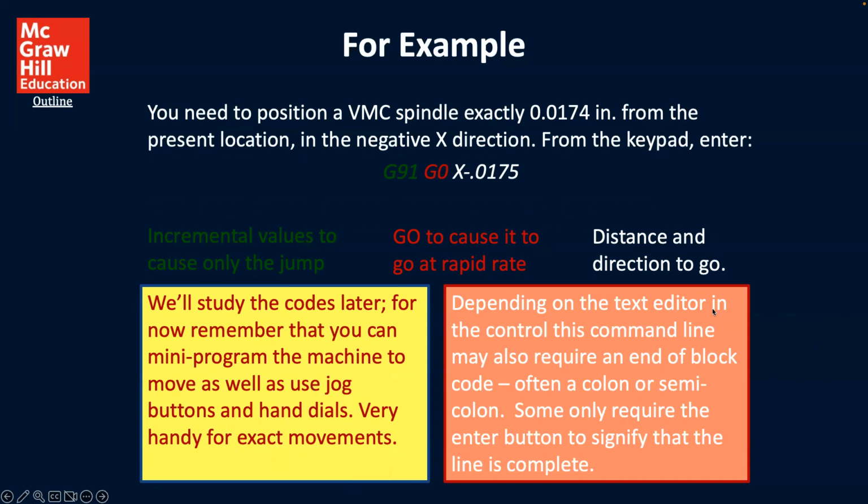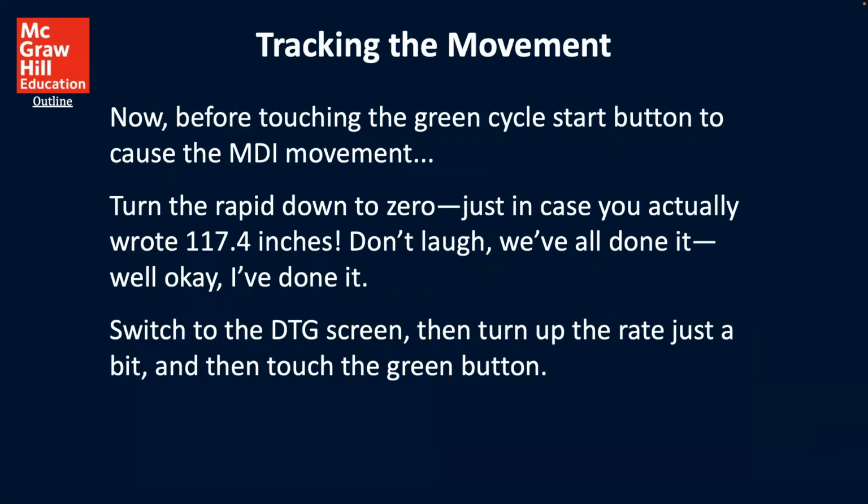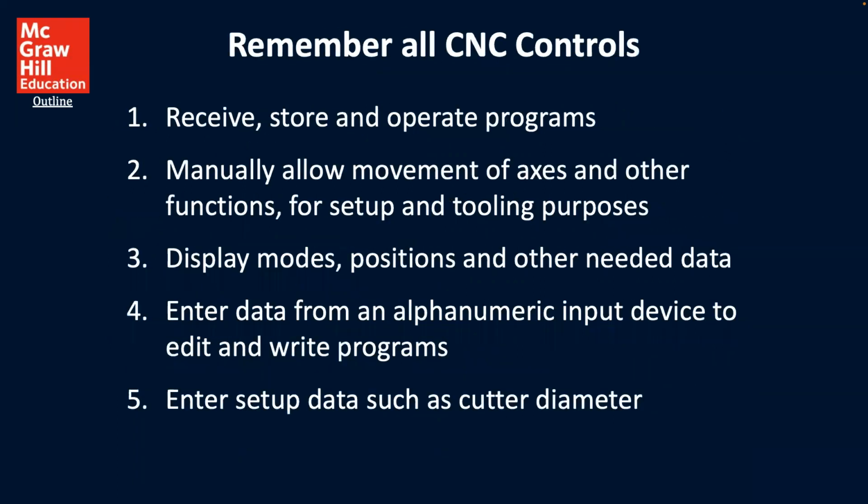And so depending on the text editor that would be part of the machine control, this command line may also require an end of block code, often a colon or semicolon. Some only require the enter button to signify that the line is complete. And then for tracking the movement, before touching the green cycle start button to cause the MDI movement, turn the rapid down to 0, just in case you actually wrote 117.4 inches. Don't laugh, we've done it. And so just be careful and switch to the DTG screen, then turn up the rate just a bit and then touch the green button.